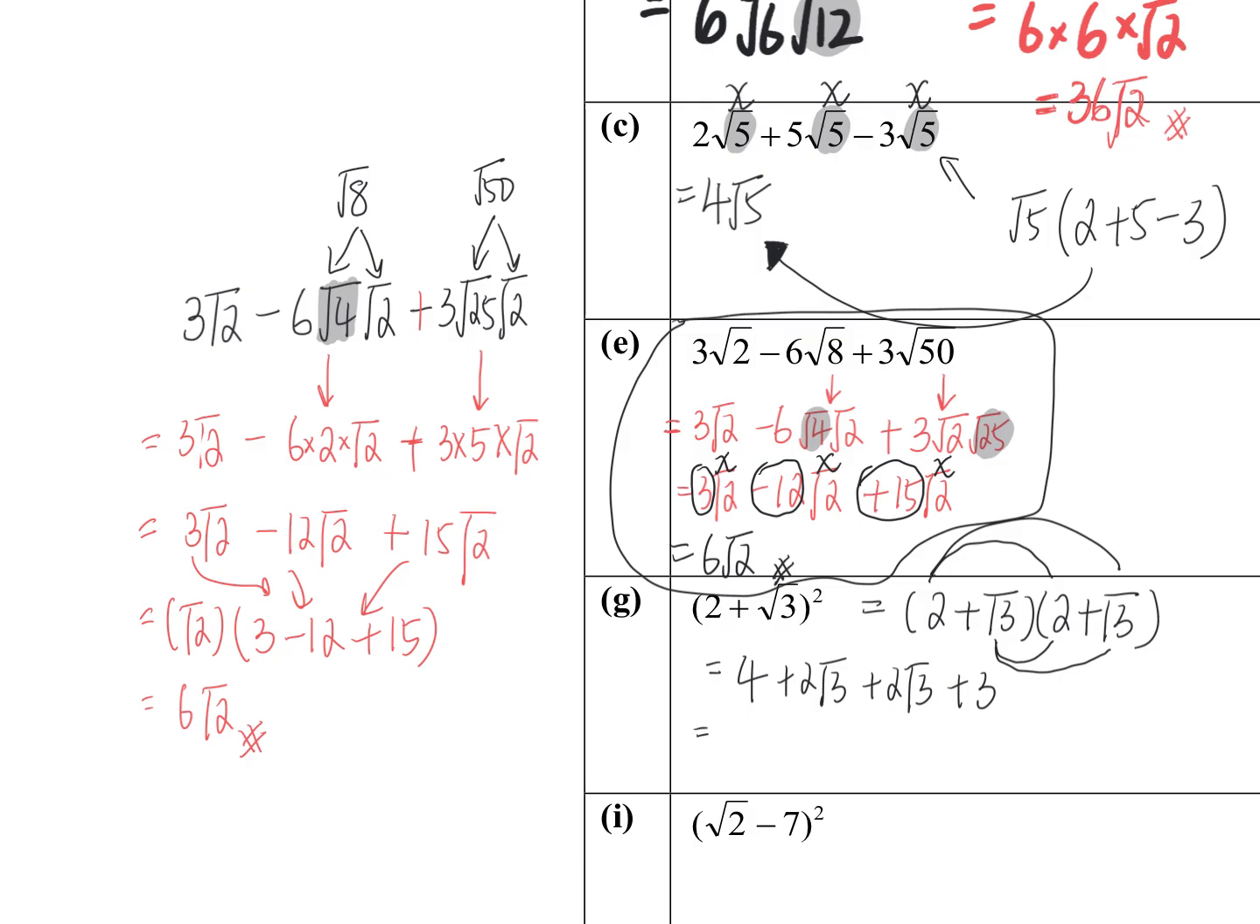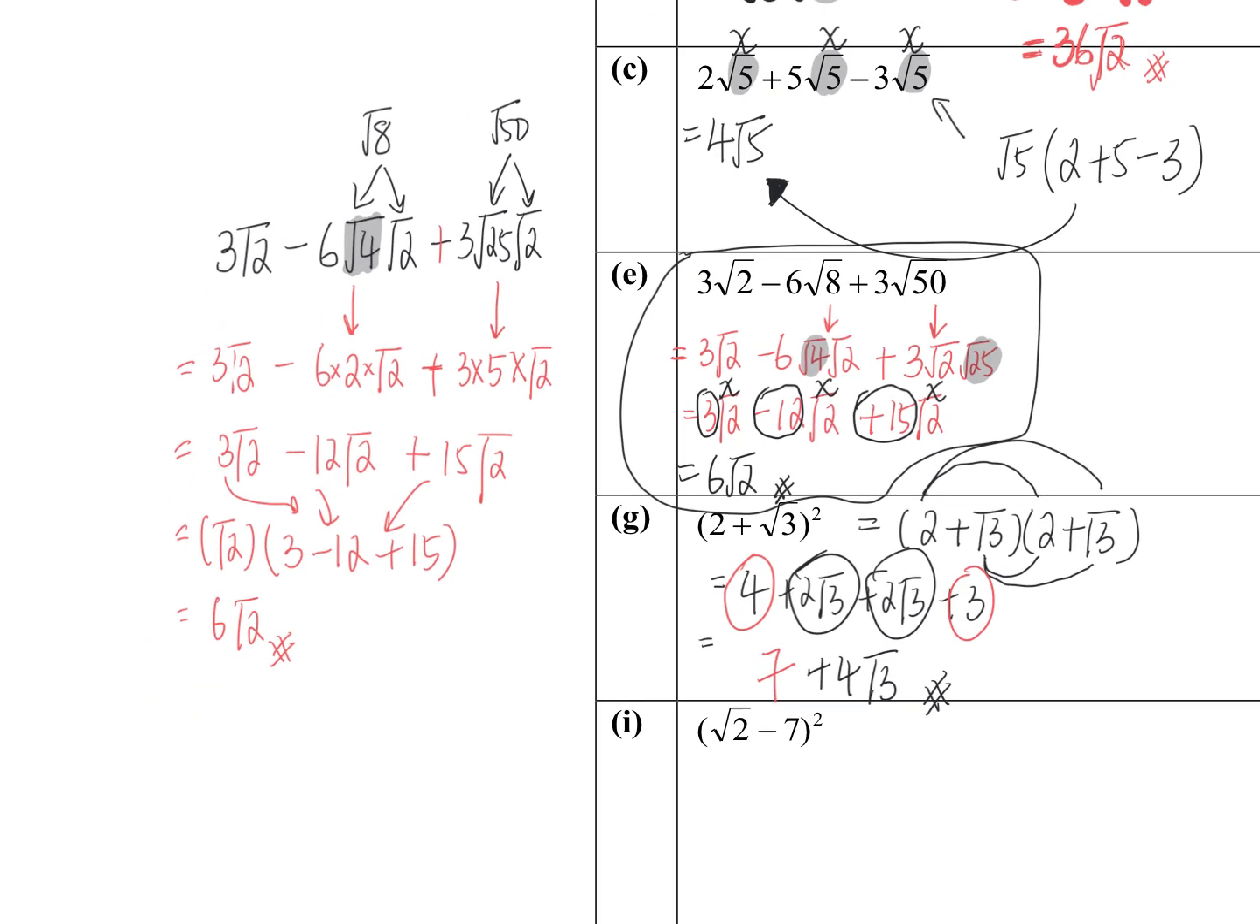This one, if I expand normally and I simplify, 4 plus 3 is 7. And then 2 root 3 plus 2 root 3 is 4 root 3. Done, cannot do any further. So you just simplify it to the simplest form, cannot divide further, then you just leave the answer alone. All these answers are considered exact because you don't have to do any rounding off.